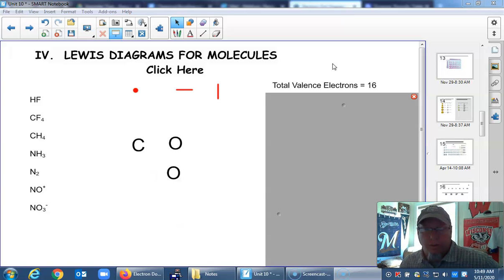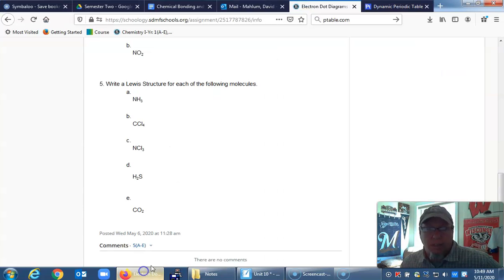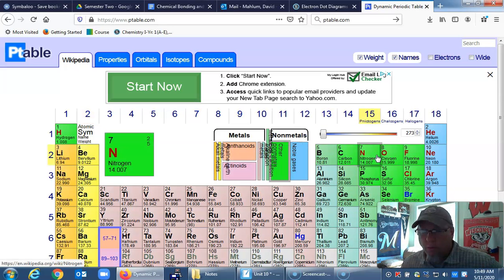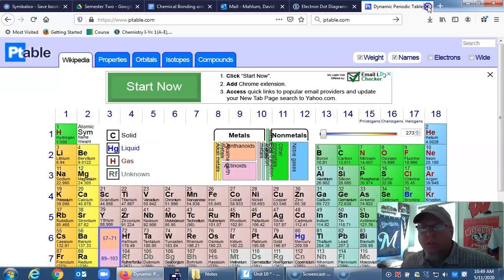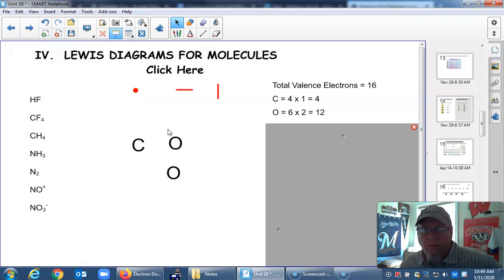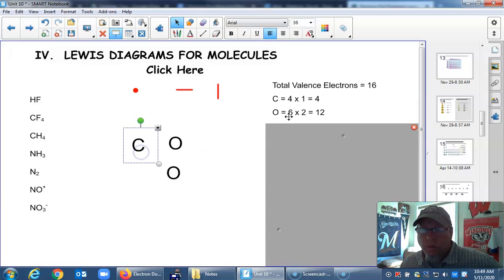First thing I do is figure out the number of valence electrons. I believe it is 16. I get my 16 by looking at the periodic table, and carbon has 1, 2, 3, 4 valence electrons. Oxygen has 1, 2, 3, 4, 5, 6 valence electrons. So if carbon has 4, there's only 1 carbon. Oxygen has 6, but there's 2 of them. 4 times 1 is 4, plus 12, 16 electrons.